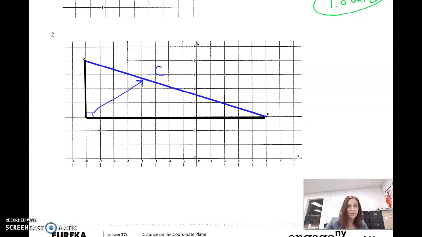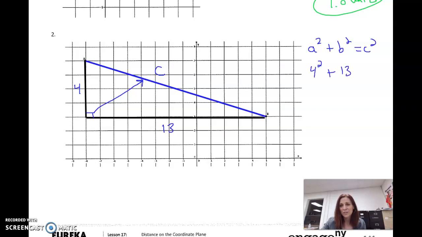1, 2, 3, 4. 1, 2, 3, 4, 5, 6, 7, 8, 9, 10, 11, 12, 13. Okay, missing side length, right triangle, Pythagorean theorem. The only one that really matters where you put it in is the C here. That's what we're looking for. So I'll say A is 4. Doesn't matter if you want to say it was 13. So 4 squared plus 13 squared is equal to C squared.